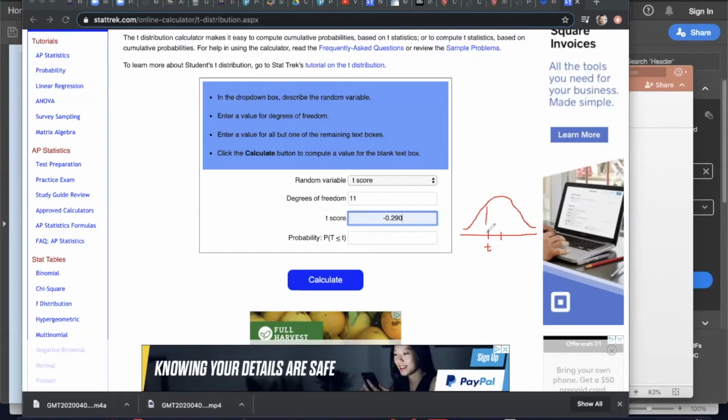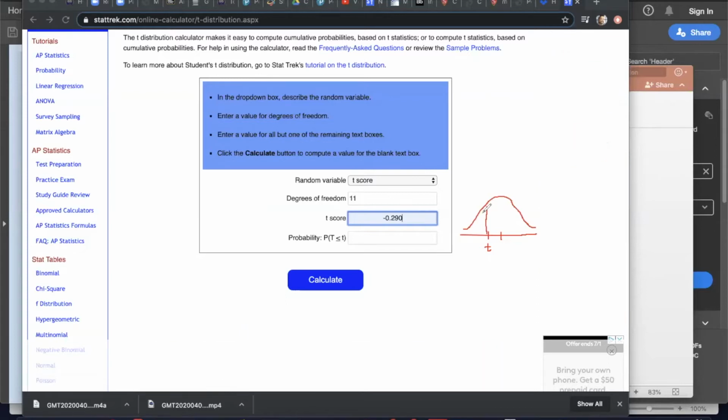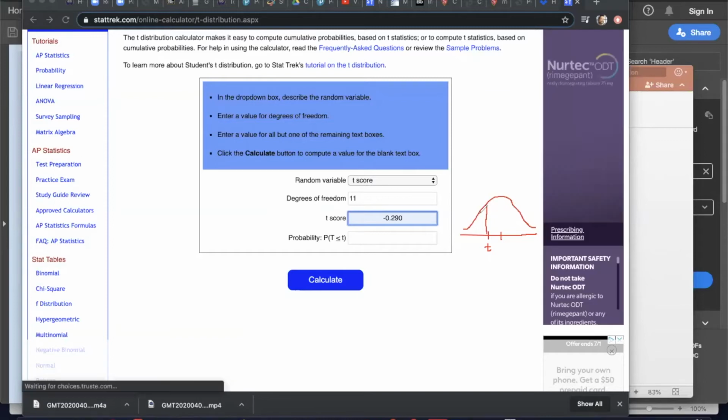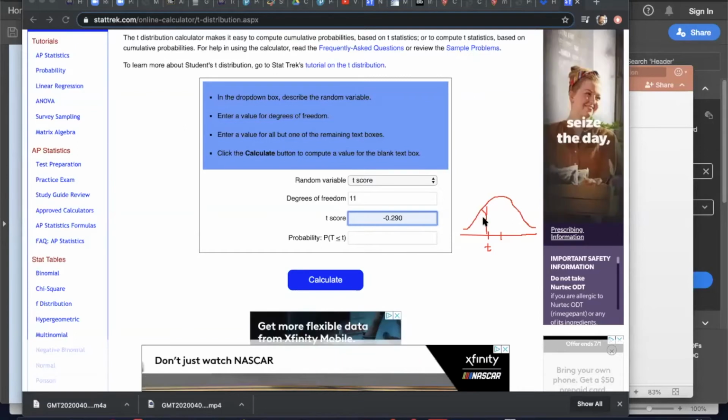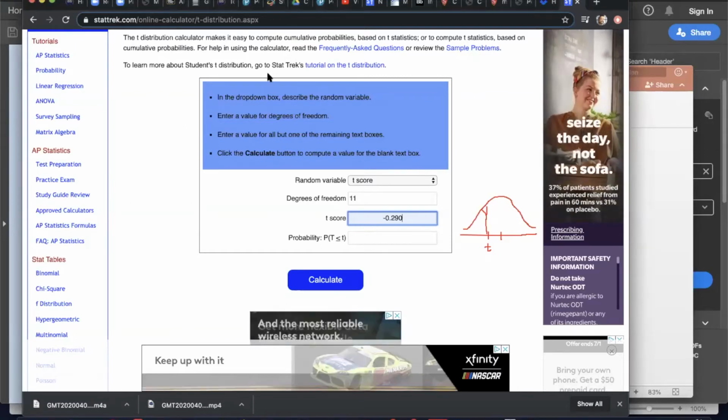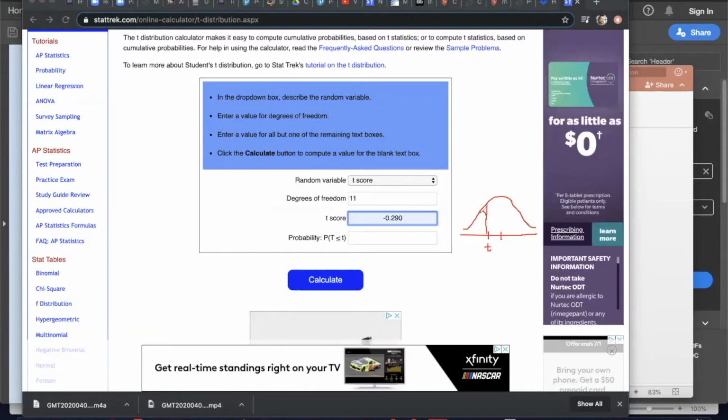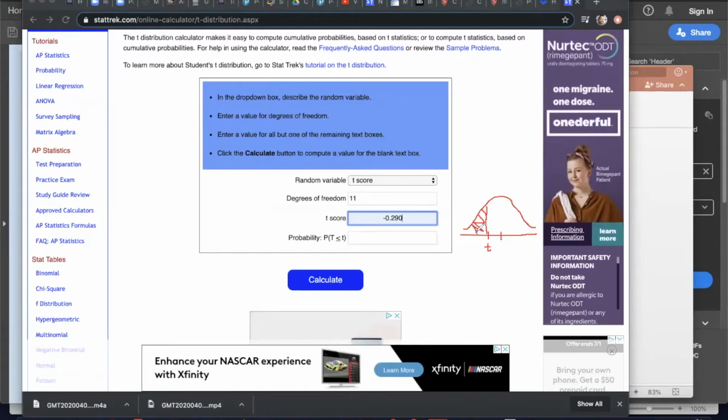The p-value represents the probability that in a world where the population mean really is 7, I would get a sample at least as extreme as the one I found. Now, in this case, at least as extreme means at least as low as, because this is a left-tailed test. The reason I know it's a left-tailed test is because the alternative hypothesis is mu is less than 7. So the p-value is going to represent the area to the left of negative 0.290. I think I will put that right there.